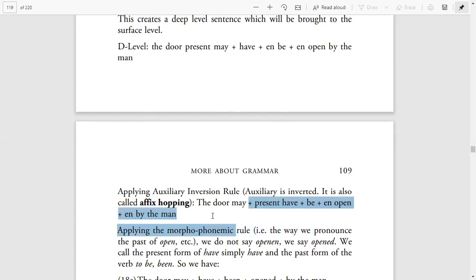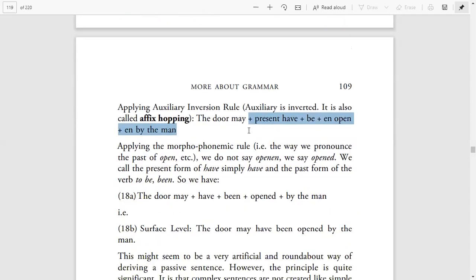This process is known as affix swapping, or the auxiliary invariant rule. When you apply this form, you get a transformed sentence in the form of a surface structure. Then apply the morphophonemic rule, that is, the way we pronounce the word, the past of open. We do not say opening, we say open, right? When you apply the morphophonemic rule, you use en in the formula, but you pronounce it open-ed, right?